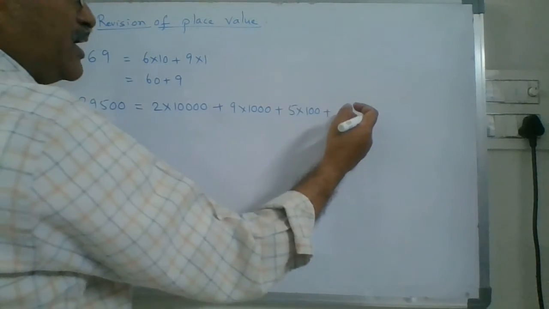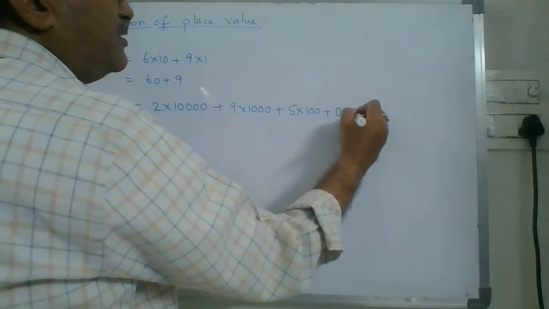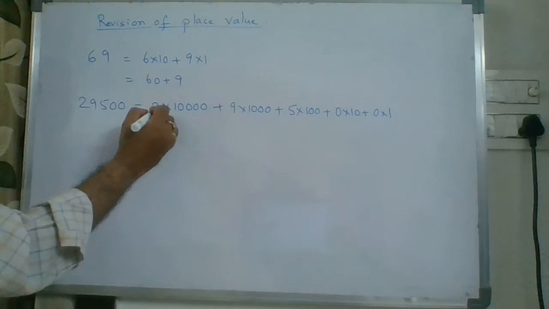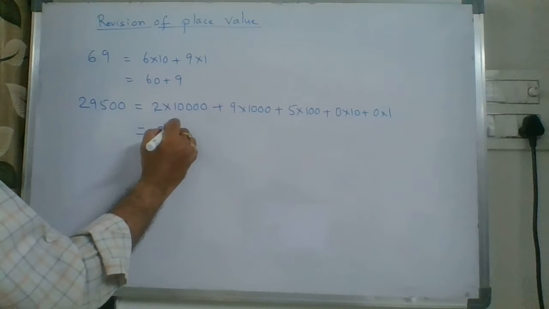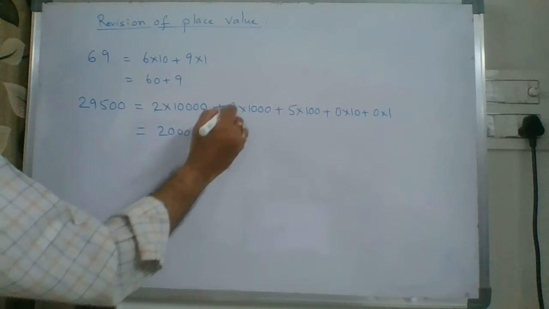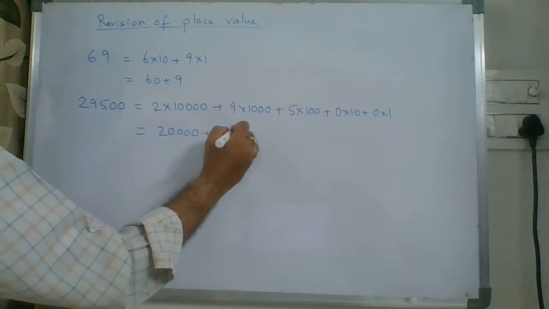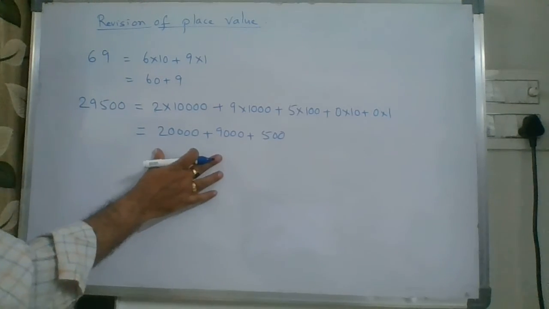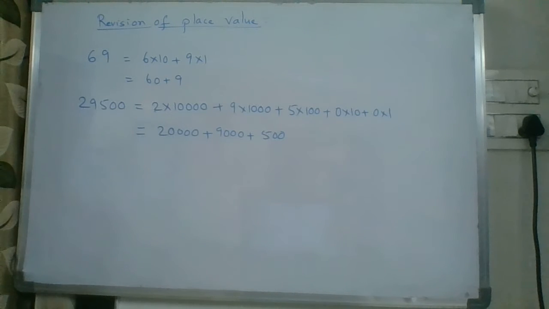That you need not write, isn't it? 0 into 10 plus 0 into 1. That is equal to 2 into 10,000 is 20,000, plus 9 into 1000 is 9,000, and 5 into 100 is 500. This is the expansion form of 29,500. Is that clear? Note down.